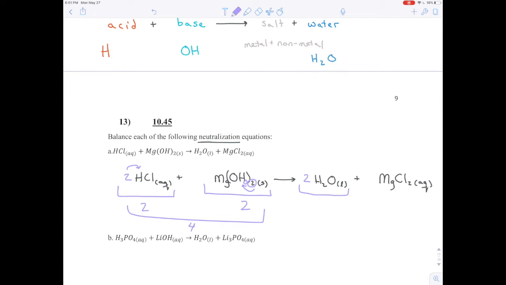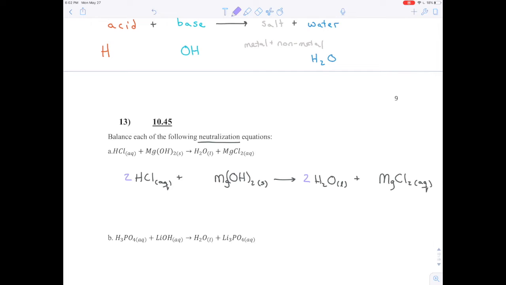Hydrogen is only in water on the right. Remember to distribute the 2. There's a 2 already at the bottom. When you distribute, it'll be 2 times 2. That means 4 total hydrogens on the right. And the hydrogens are balanced. 4 on the left, 4 on the right. Okay.